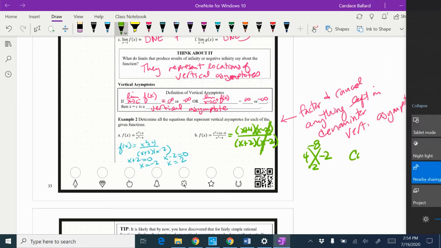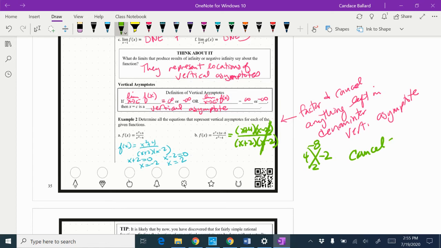We cancel, remember, cancel implies a hole. So this one would have a hole at x equals 2. That's not what we were looking for, but that's what's going on. What's left behind, this guy's left behind, that's our vertical asymptote. So x plus 2 equals 0, and our vertical asymptote is at x equals negative 2 on that one.